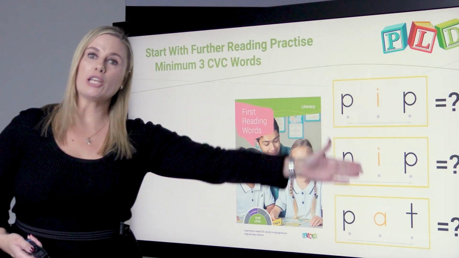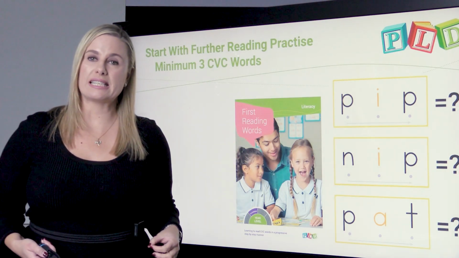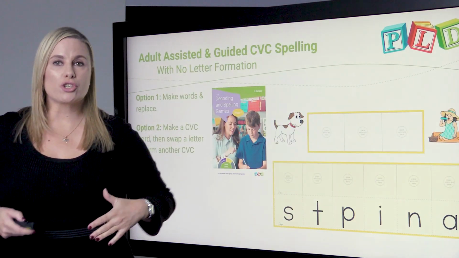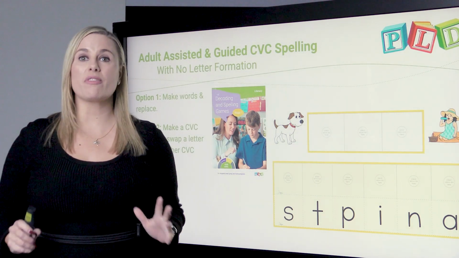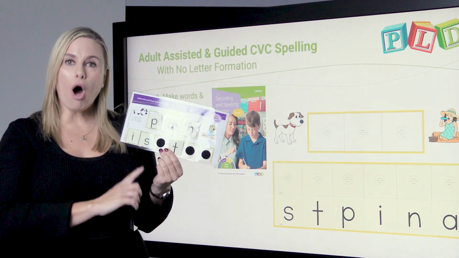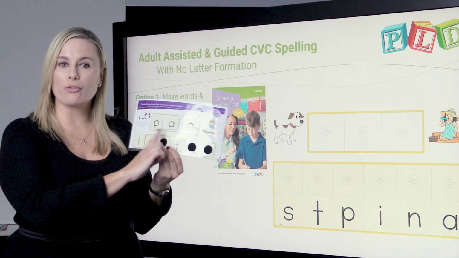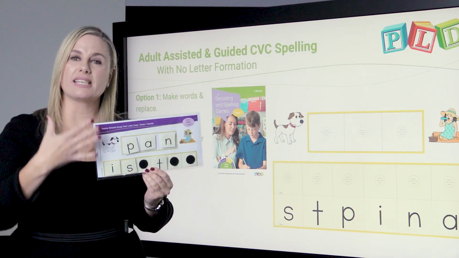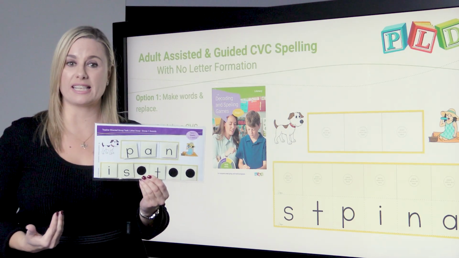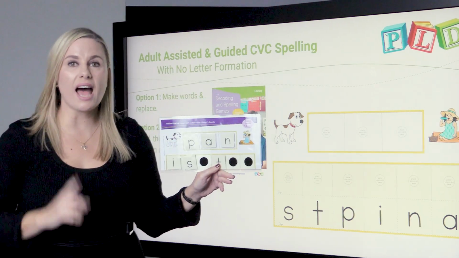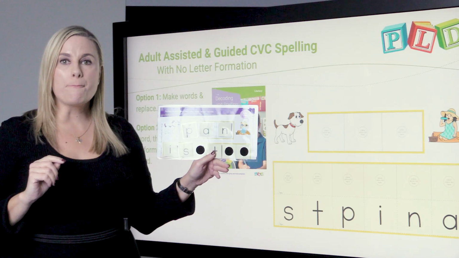Again, we start with continuous blending and then may drop down to discontinuous. Then we move into adult-assisted guided CBC spelling task without letter formation. Option 1 is to make the words and we replace the initial, the medial or the final sounds to create new CBC words. What are my sounds in the word pan?